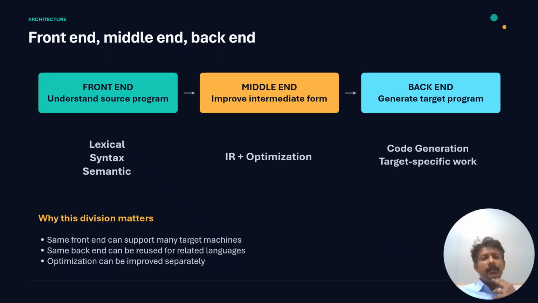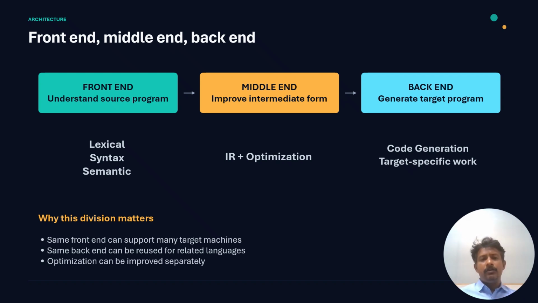And then another easy way to understand a compiler is by dividing it into three parts. There are the front end, middle end, and back end. The front end is related to the source language. It includes the lexical analyzer, syntax analyzer, and semantic analyzer. These three phases come in the front end. Okay, so its job is to understand the program. It checks the tokens, grammar, and meaning.